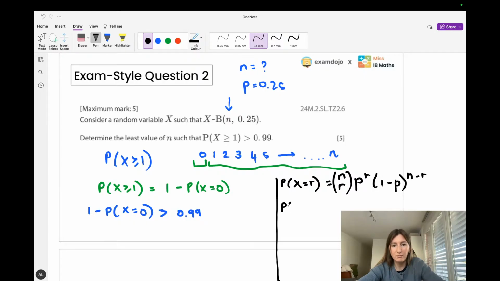So we want the probability that x is equal to 0. So n, don't know, we just have to write n. R is 0, that's the value we want to find. N choose 0. Anyone know what n choose 0 is?